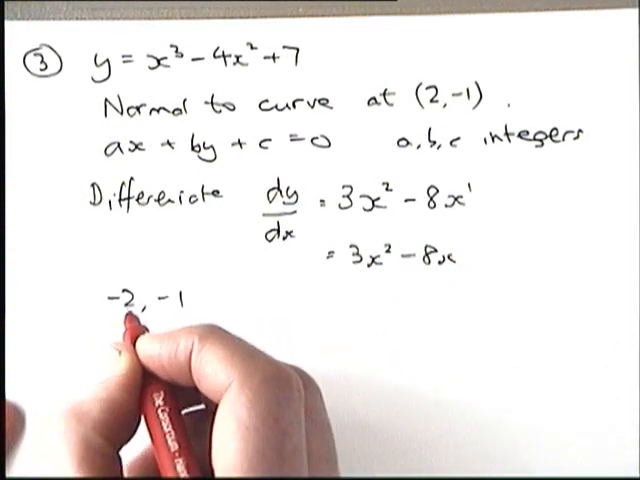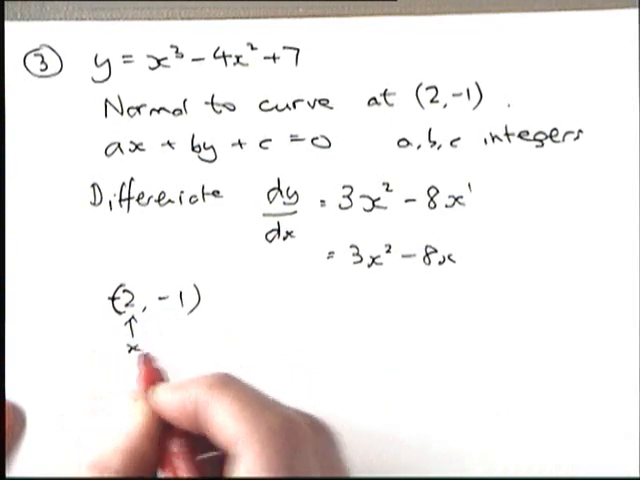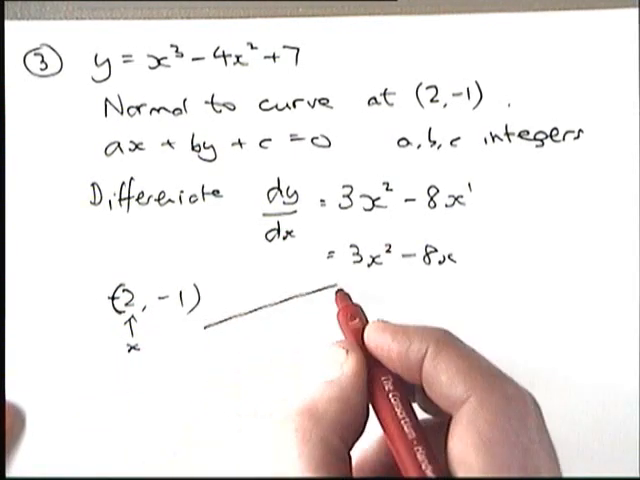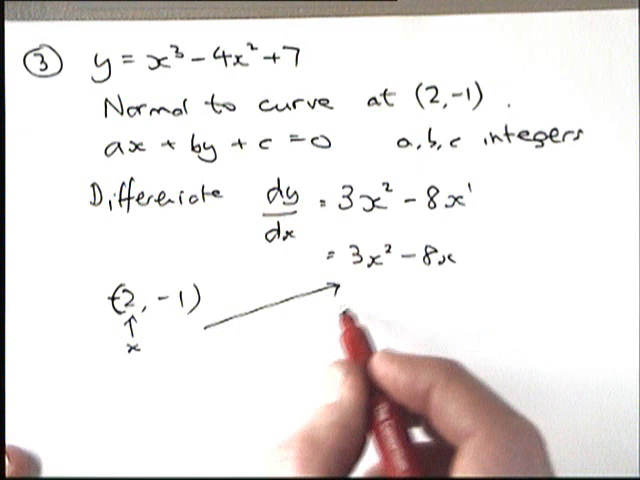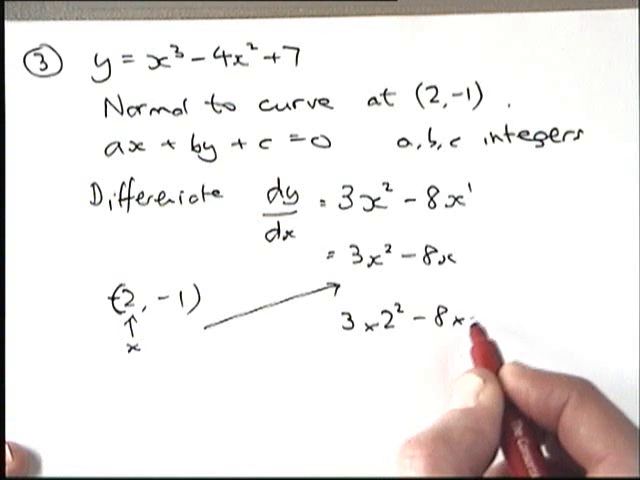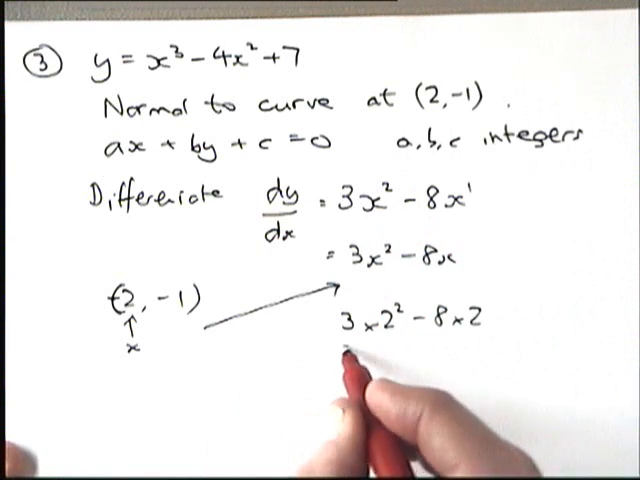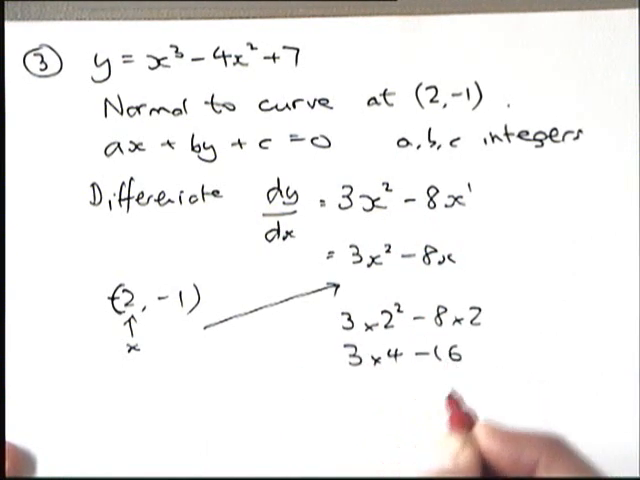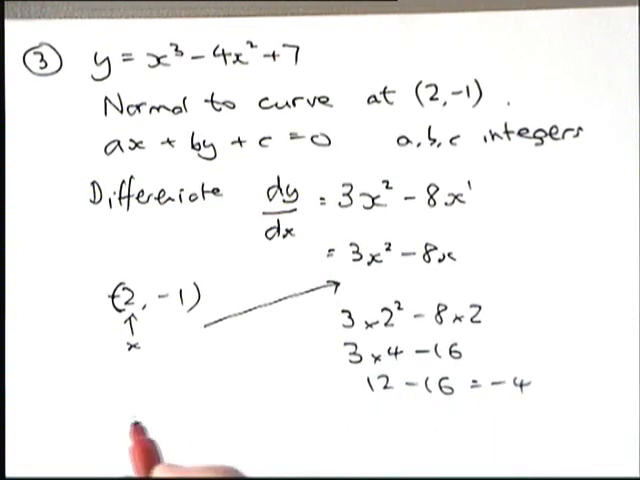Now at my coordinate, which is (2, -1), the 2 is an x number. So I now substitute that x number into here, and I will get the gradient of the curve at that point. So I get 3 lots of 2 squared minus 8 lots of 2. I've just replaced the x with the 2, which I got from the point in the question. So that's 3 lots of 4, take away 16. 12 take away 16 is minus 4. So that tells me the gradient of this curve at that point is minus 4.